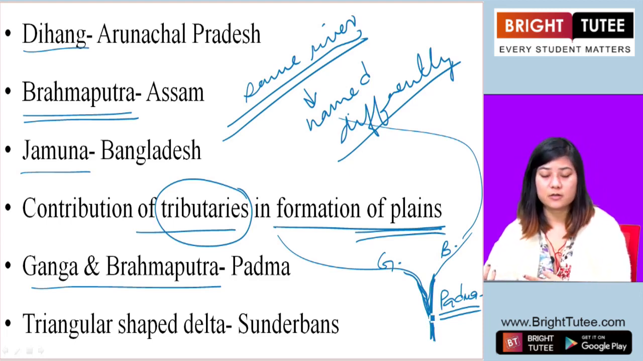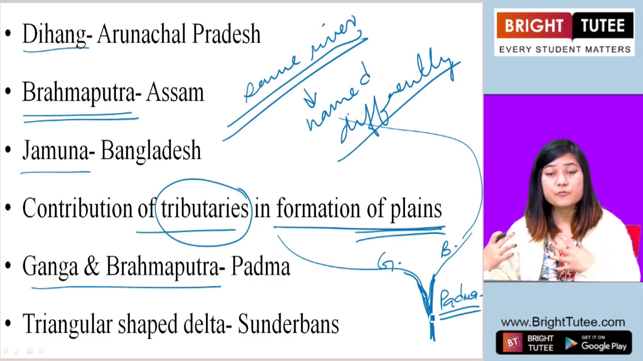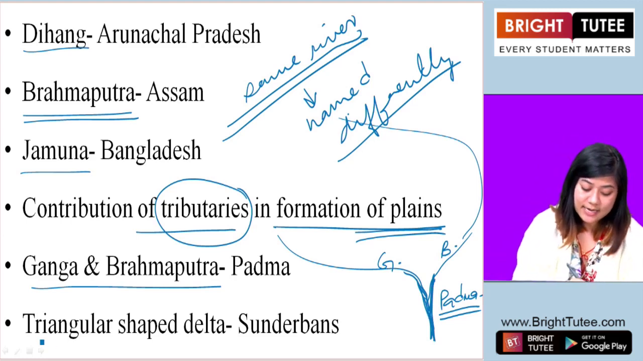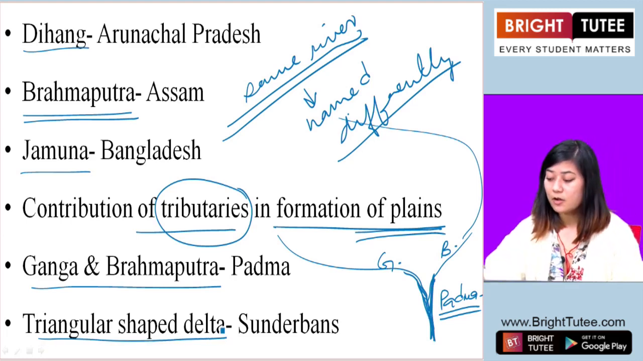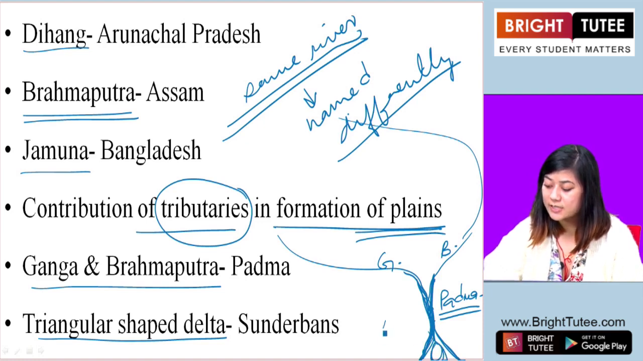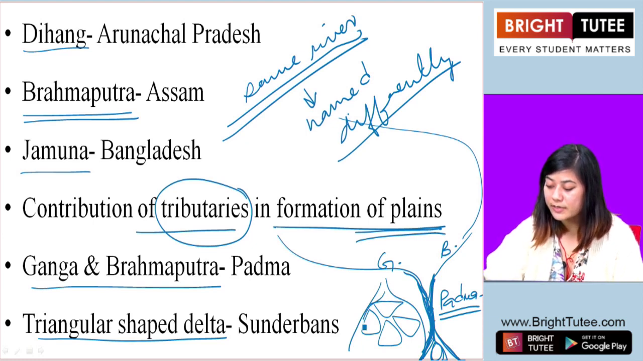Now this Padma, which is basically Ganga and Brahmaputra forming one river, plays an important role in another formation, the formation of another unique landscape, and that is the triangular shape delta. So they form triangular shape deltas. This river then distributes, and land masses are formed in the shape of a triangle. So many triangular shapes of land are formed because the river goes through it.